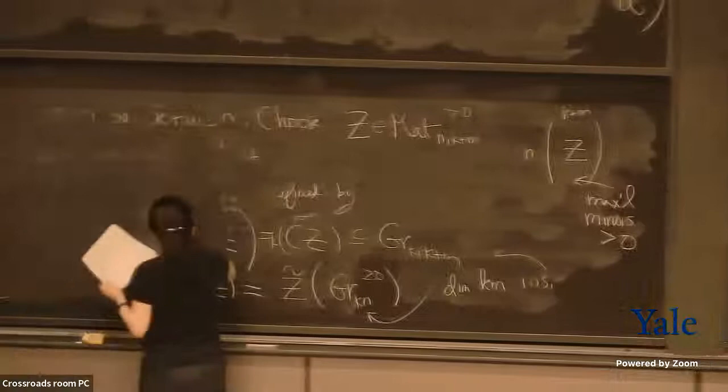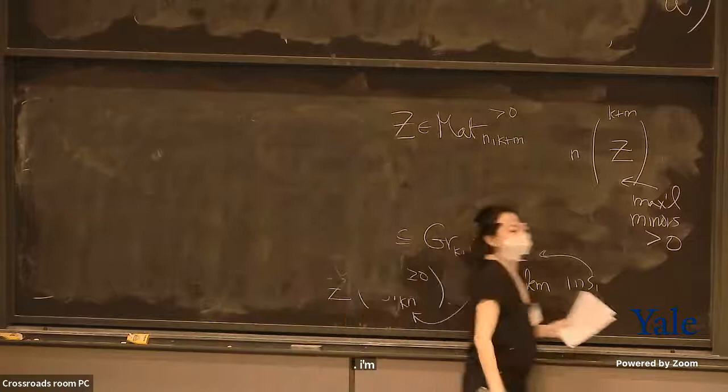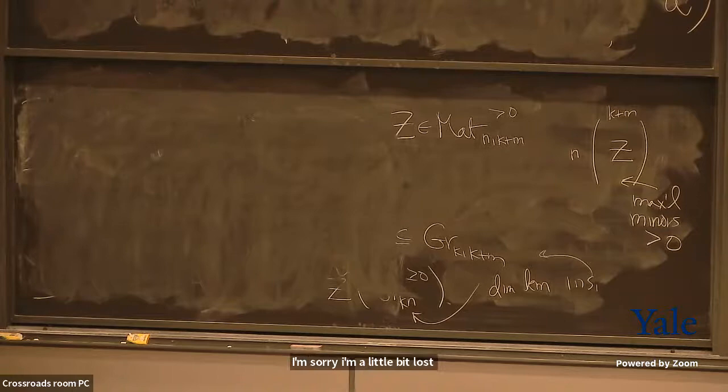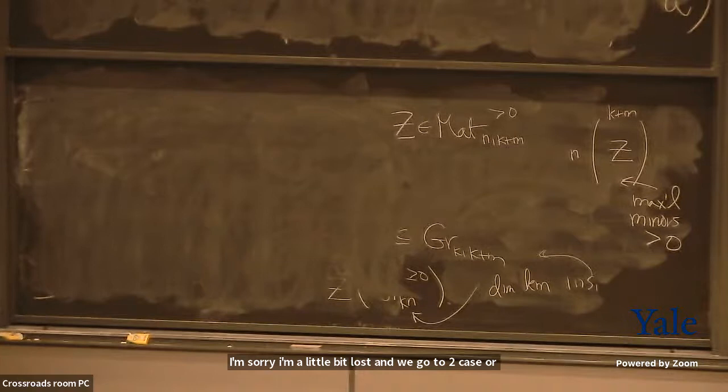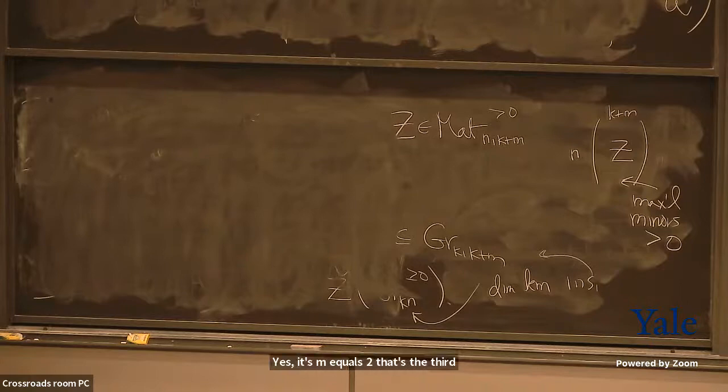I'm sorry, I'm a little bit lost. What is the setting? What are the numerics here so that we get the polygon? M equal to 2 case? M equals 2. Oh, you mean the setting right here? Yes. Sorry. Yes, it's M equals 2. That's the third index right here. Yes. Any other questions?